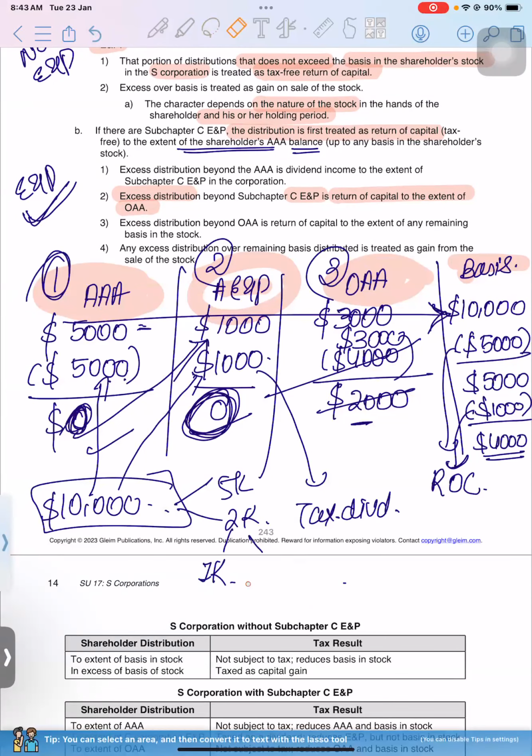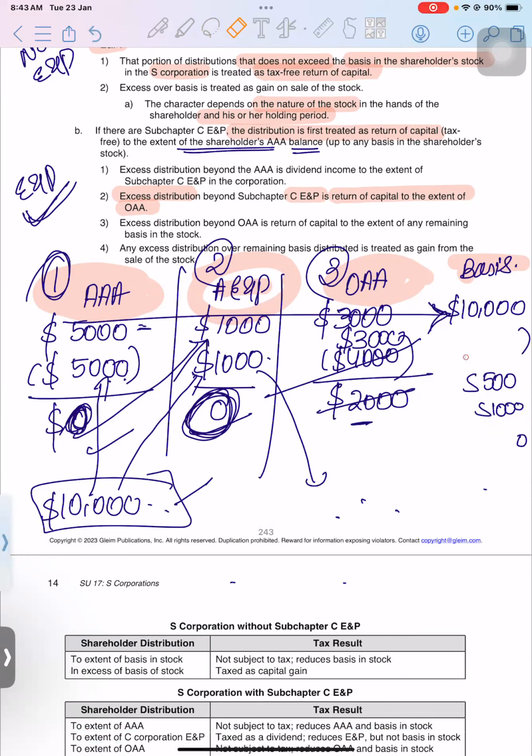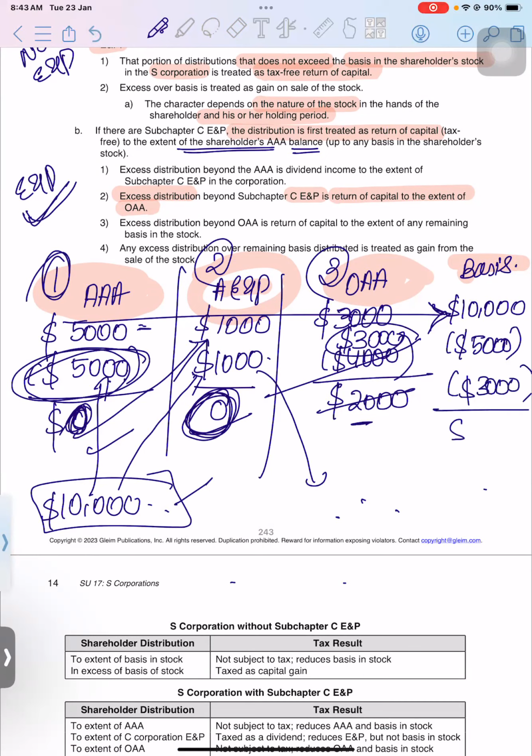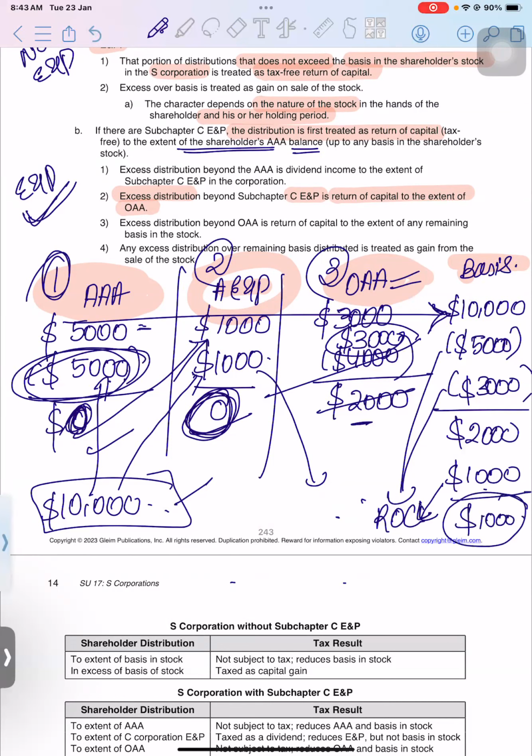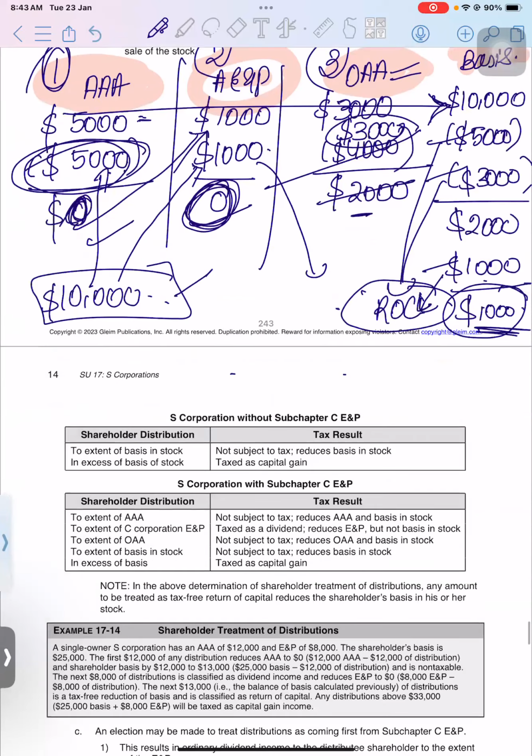First I need to check whether there is any return of capital remaining or not. From 10,000, we reduce the $5,000, this one. Then again we reduce the $3,000, this one. So what is the remaining? $2,000. So these are return on capital, and the extra 1,000 which was remaining, the 1,000 we didn't reduce due to the OAA limit, will again be called return on capital. So the remaining 1,000 will be your new basis, and your return on capital, meaning non-taxable, will be 9,000. Clear, guys? I hope this much is done.